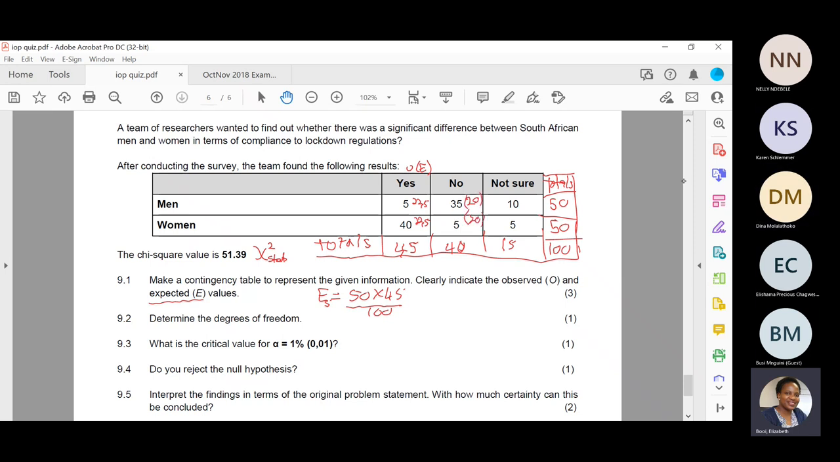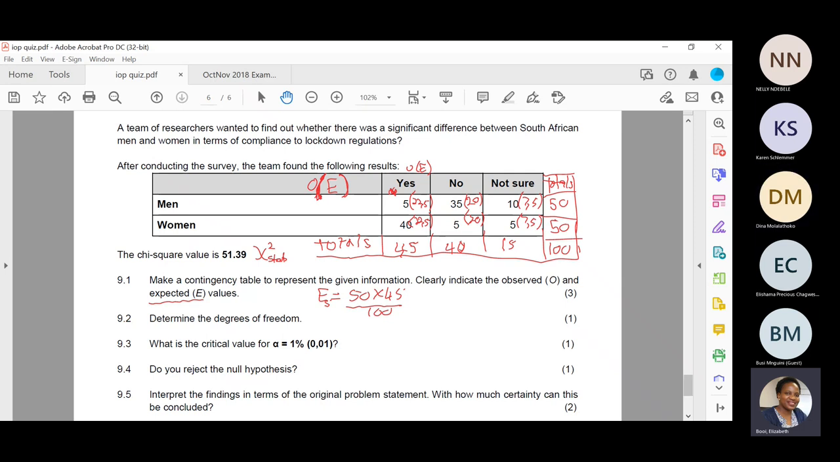So you can put this in brackets. And I think this is 7.5. So that will be your observed and your expected in brackets. Because they say clearly indicate your observed and your expected. So once you redraw this table, you can write it here: observed and expected in brackets. You can just do it like that. Then they will understand what you have done. It's only 3 marks anyway.